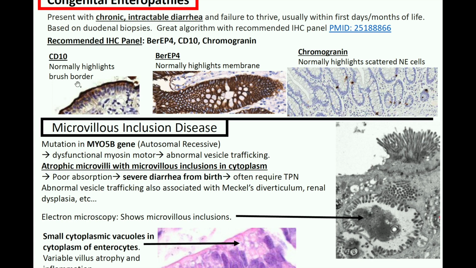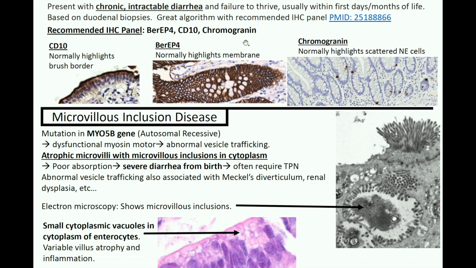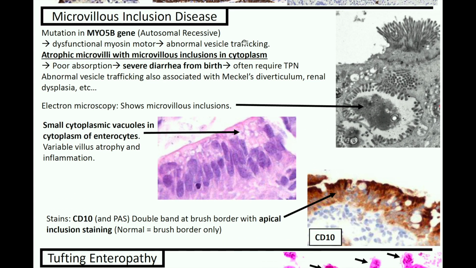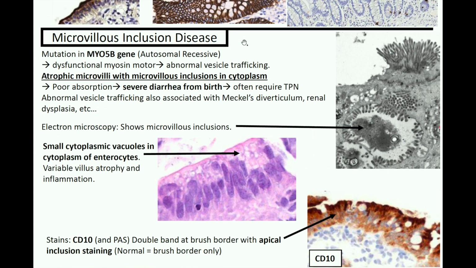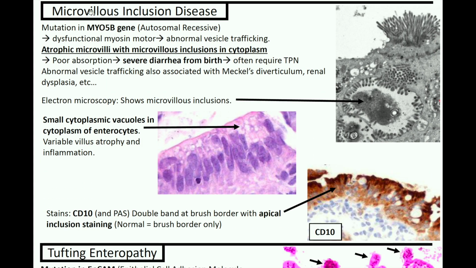So CD10 normally highlights the brush border that we see here. BerEP4 normally highlights the membrane, and chromogranin normally highlights scattered neuroendocrine cells. So in the category of congenital enteropathies, we have microvillous inclusion disease, which is caused by a mutation in the MYO5B gene. It's autosomal recessive and leads to dysfunctional myosin motor, causing abnormal vesicle trafficking.